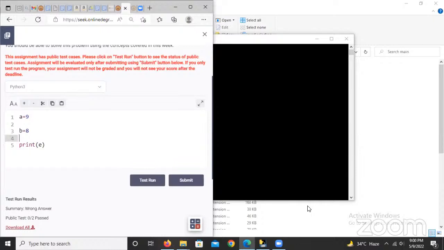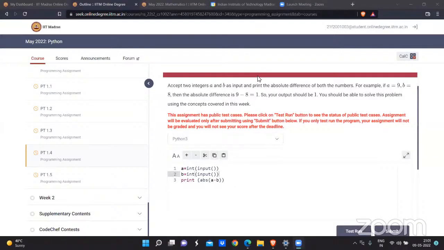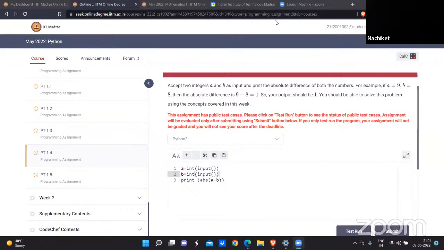Should we write just input, or should we write int input? The thing is, you should be converting that to integer. You can do it in a single go, or in 2 lines, it's up to you. I have written int input, so it's correct, right? Swati Gupta, you have used absolute, but if you could do it without using that, that would be great.